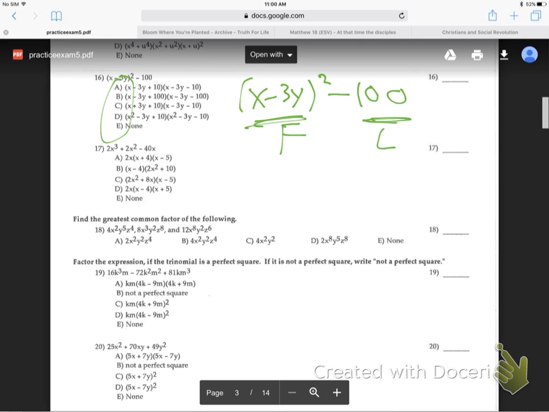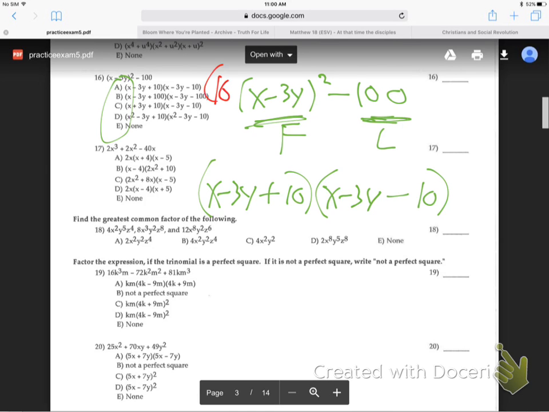So that's FL. So it's just got to be 2 parentheses, front. So x minus 3y, x minus 3y. What times what's 100? 10 and 10. How do you make negative 100? 1 positive, 1 negative. Done. Number 17, so that was 16.